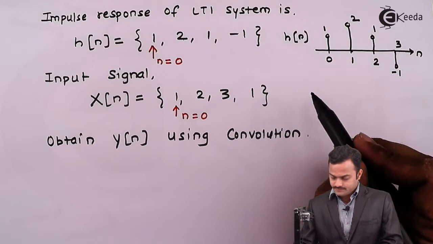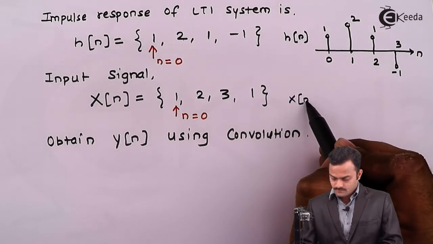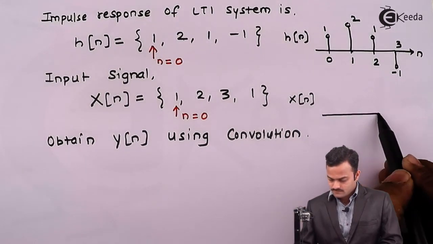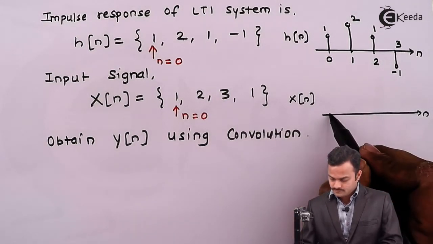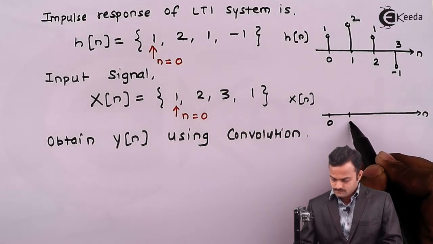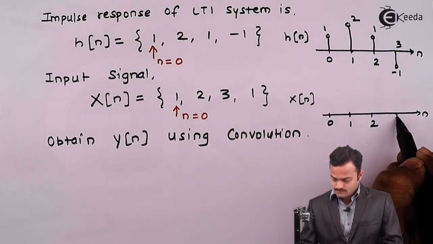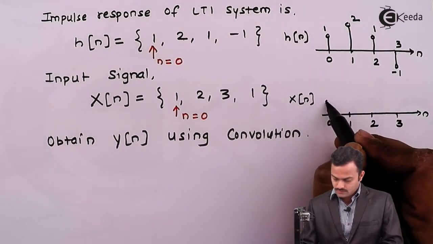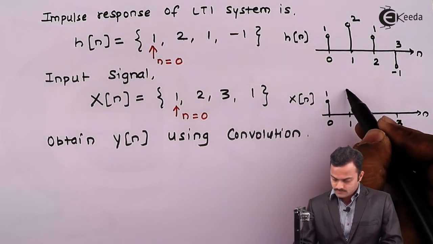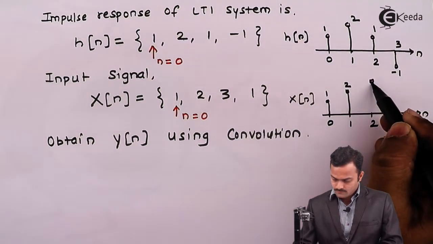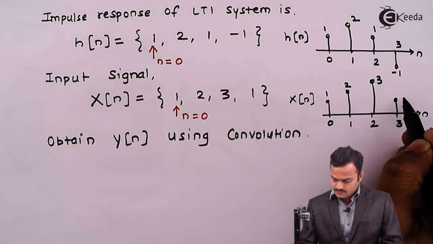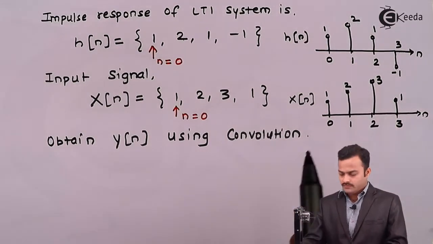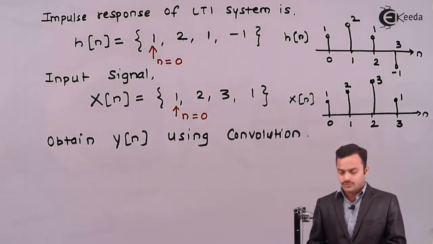Similarly, I can get x of n. With n equal to 0, 1, 2 and 3, the values are 1, 2, 3 and once again 1. So these are the signals now, and with the help of these signals we will do convolution.